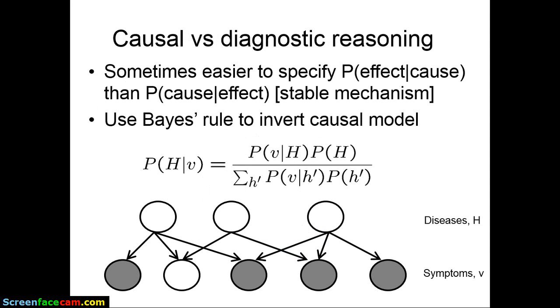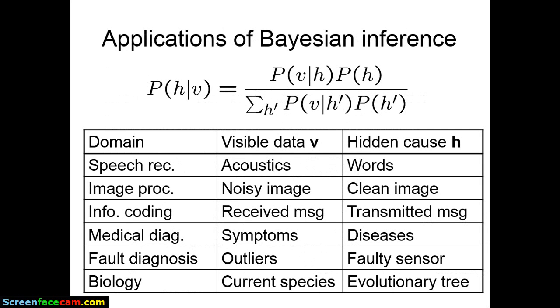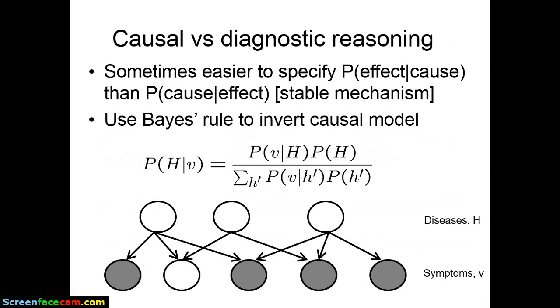One of the inferences is Bayesian inference, which has its application in speech recognition, image processing, information coding, medical diagnosis, fault diagnosis, and in biology and many other fields, which is one of the most important inferences. Sometimes it is easier to specify probability of effect given cause than to specify probability of cause given effect.